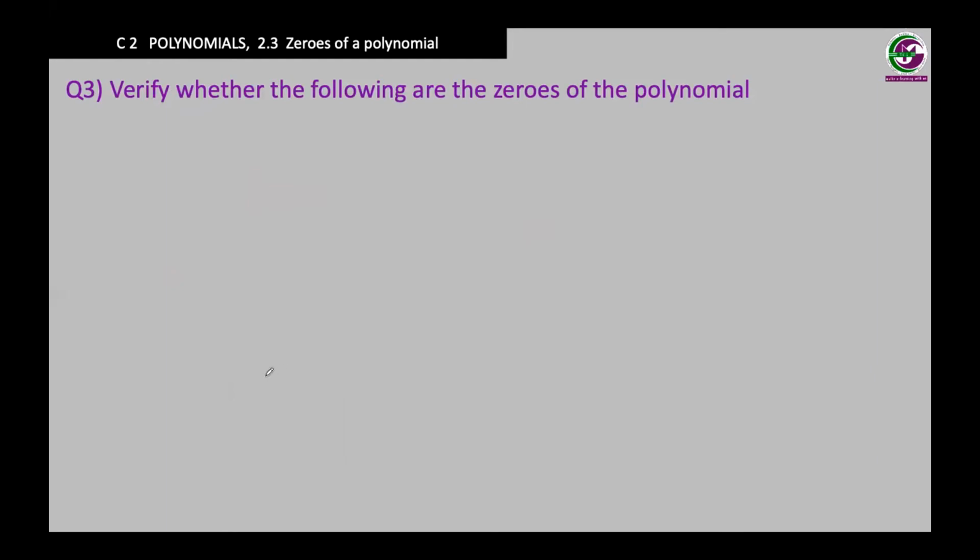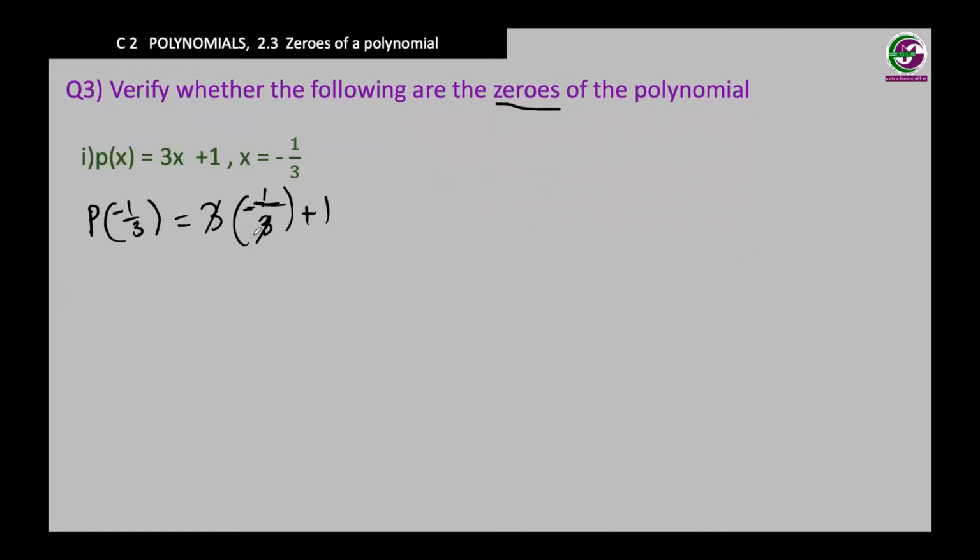Question 3. Verify whether the following are the zeros of the polynomial. First question, P(x) = 3x + 1, where x = −1/3. You are given a value of x. We have to see if it is a zero of the polynomial. When do you say that it's a zero of a polynomial? When you get the answer 0 by replacing. So let us replace x by −1/3, which is equal to 3 times (−1/3) plus 1. It's always better to put them in a bracket, especially when you have a negative sign.